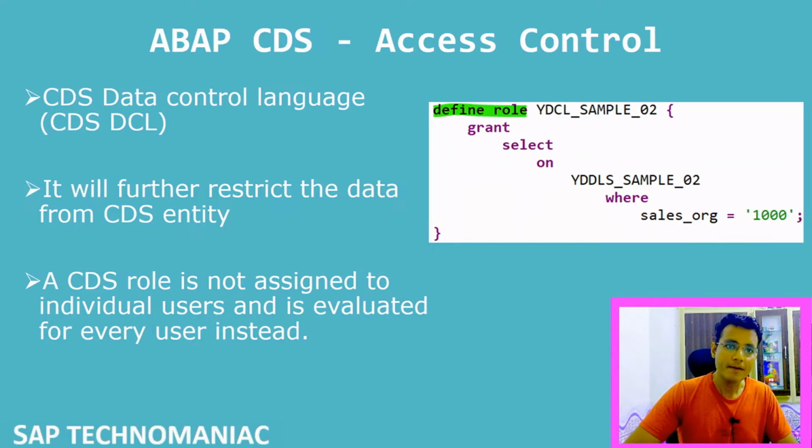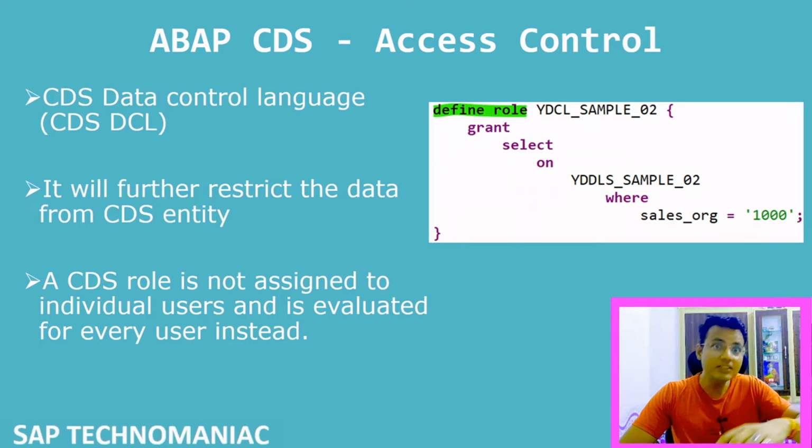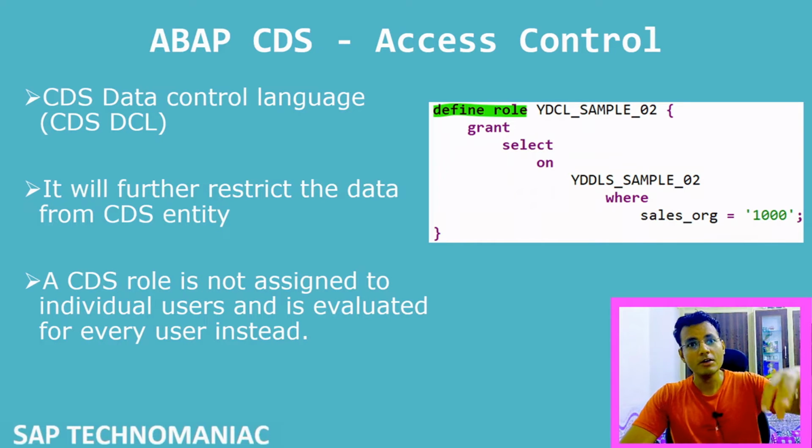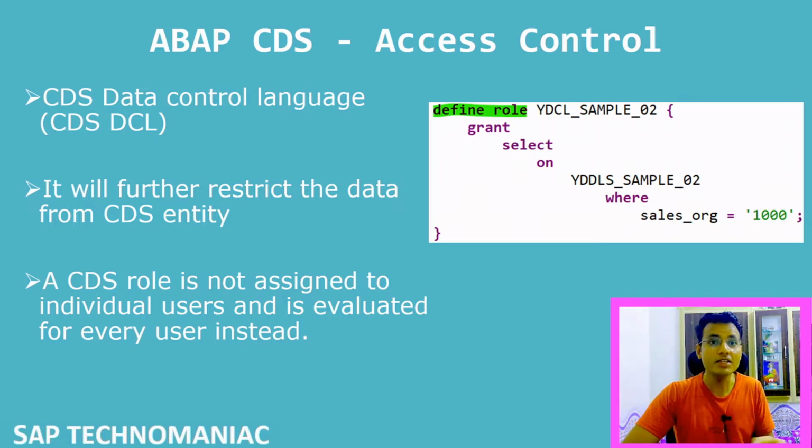For example, we have country specific data. I'm just giving a normal example. India specific users should not access the US specific data. So we will put a restriction: whenever this India specific user accesses the data from the database, he should get the India specific data only, not the US specific data. These kinds of restrictions we can put using the access control called CDS data control language.